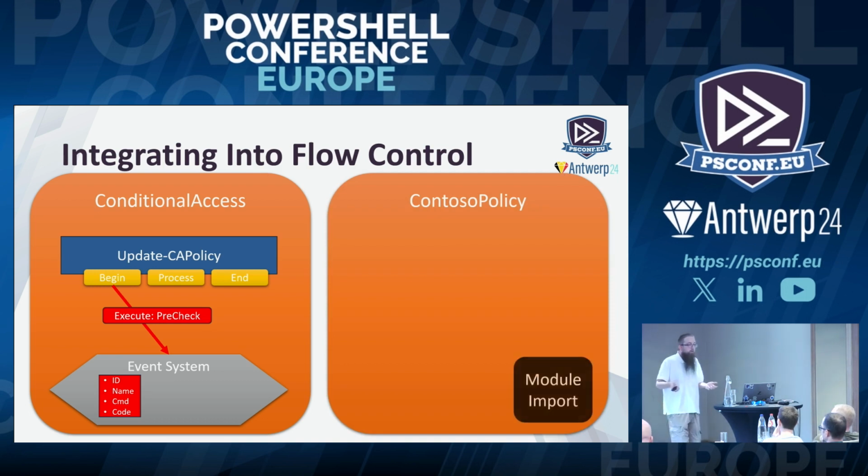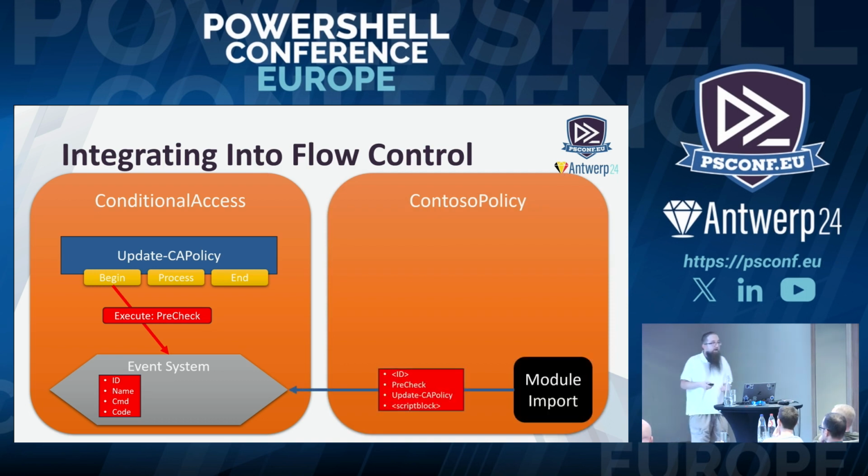And, well, look at that. Contoso policy actually deploys a pre-check event configuration with a script block that is supposed to execute when this event fires. And with that, another module can basically say, hey, please run this validation script first and say yes or no. Saying no usually involves some really red text and terminating errors and things like that. I know they're not everybody's friend.